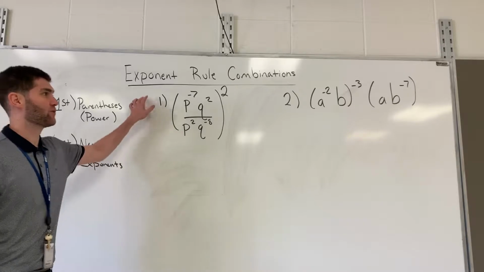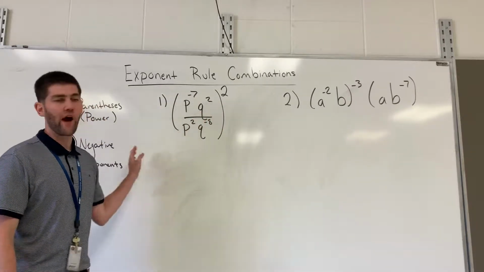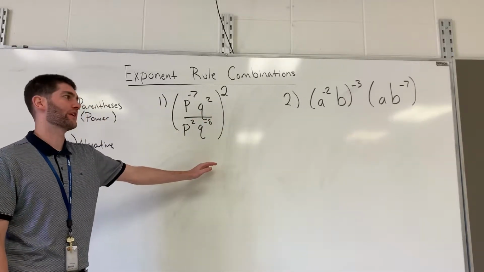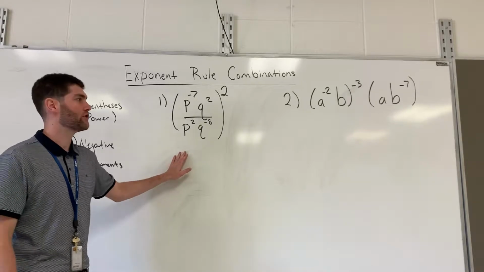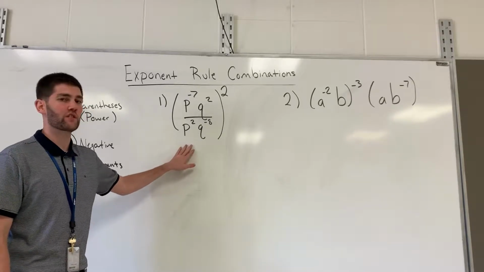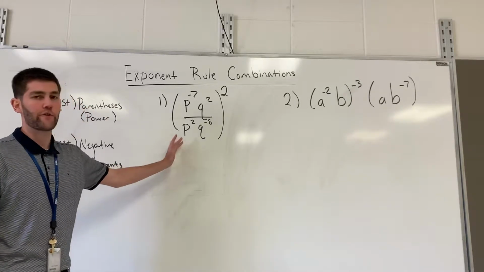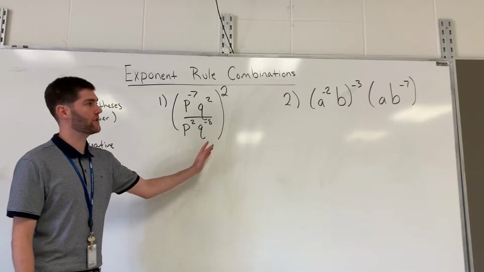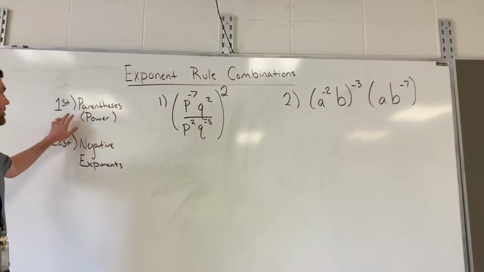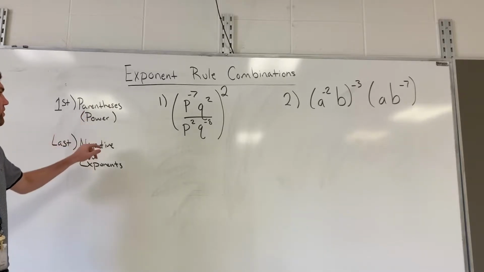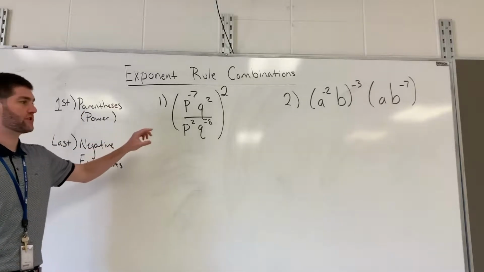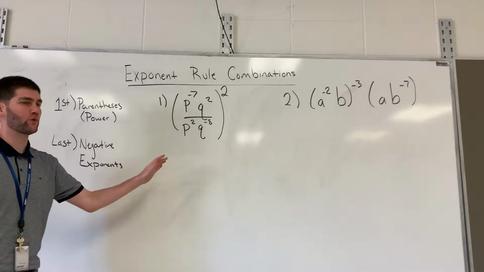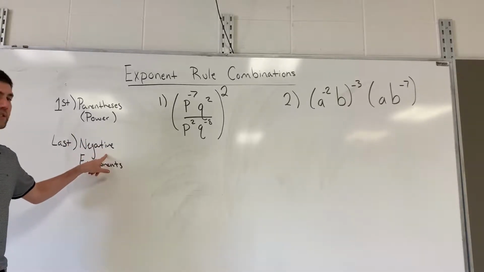Today we've got exponent rule combinations, which is the final thing we have to do with exponent rules. We're going to combine a bunch of rules to simplify expressions at the same time. Now there's really no set way to do this, but the first thing I always do, following my PEMDAS, is to do the parentheses first. So I'm going to do my parentheses first, I'm going to do all my other exponent rules, and then I'm going to do my negative exponents last.